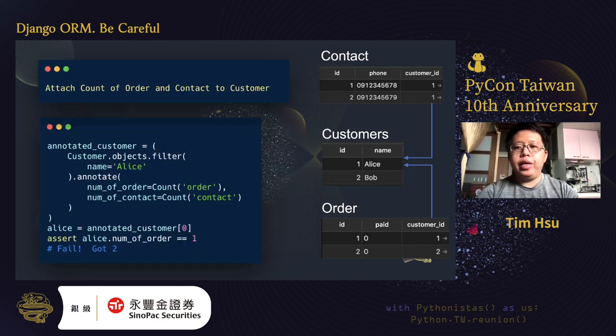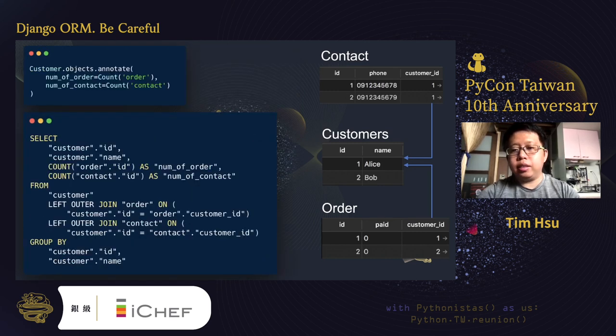Now, we have a requirement. Attach the order count and the contact count to the customer model. You can use annotate and Count to aggregate related data. But after the annotation, there are two orders for Alice. It's not correct. Alice has just one order. Let's see what the underlying SQL is.